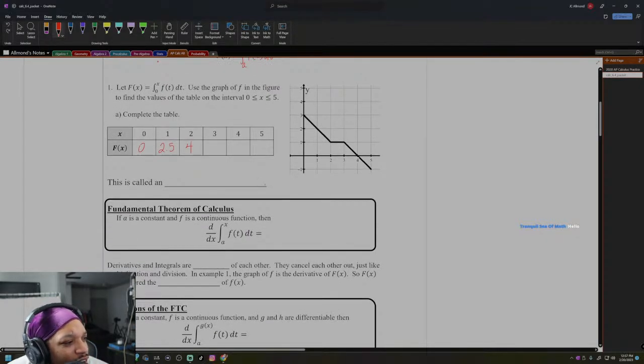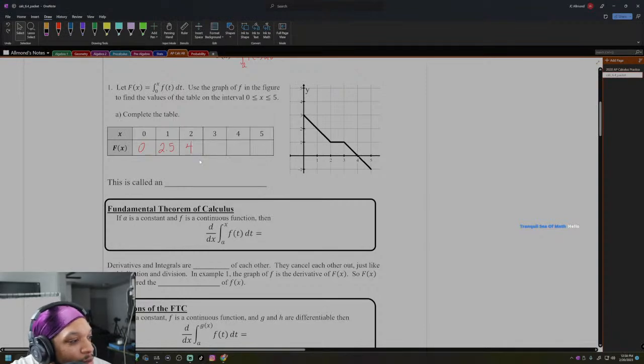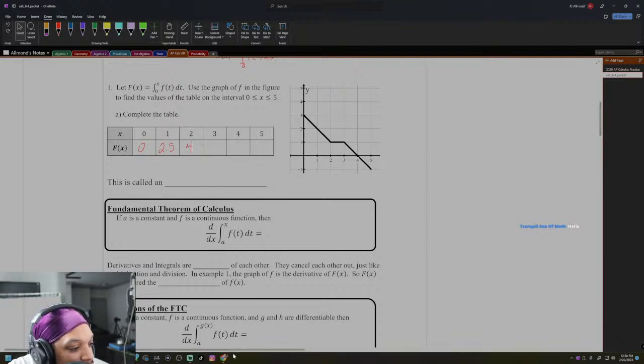This is called an area. I don't know what they want us to say for that. What could that be? The fact that it says "an" lets you know that the next word starts with a vowel, right? What else could it be other than an area? Wait, no, this is called, I don't know.